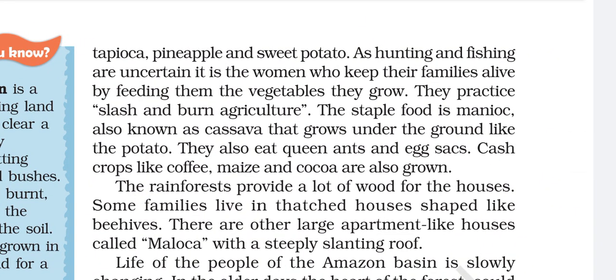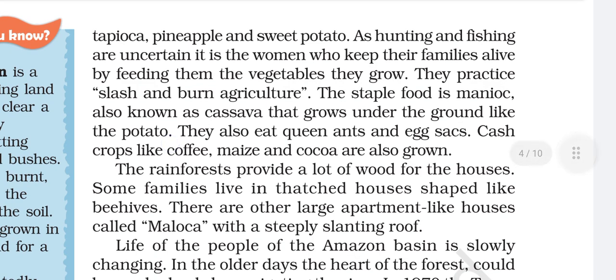As hunting and fishing are uncertain, it means you don't know if today you will get something to eat from hunting or not. Maybe there is some situation that you are not able to catch fish on that particular day, then what will you eat? Then whatever crops they are growing, the women of the families take care of those vegetables and crops, and that is used to feed the family.